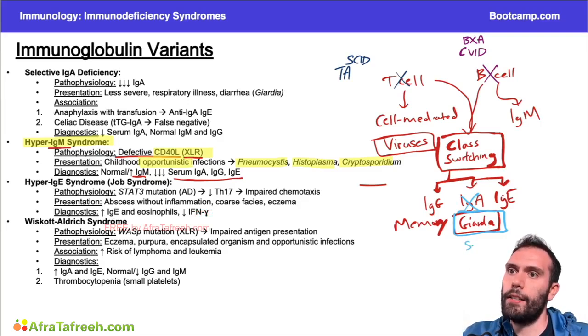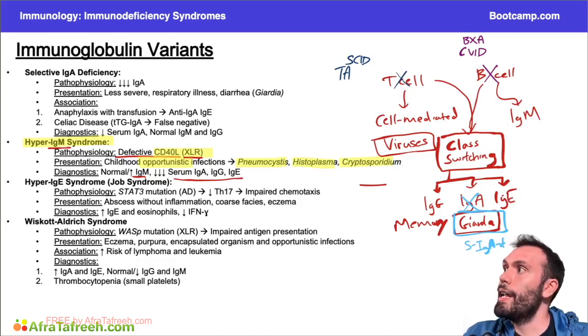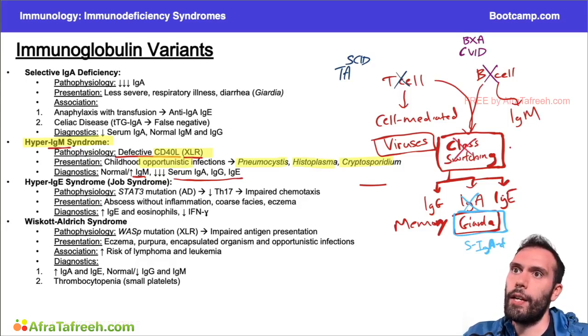So this is going to be selective IgA deficiency. Okay, so selective IgA deficiency. Now, in hyper IgM syndrome, the issue is over here. It's class switching, right? So in hyper IgM syndrome, the issue is just class switching. So I don't have IgG, I don't have IgE, I don't have IgA, but I do have IgM.